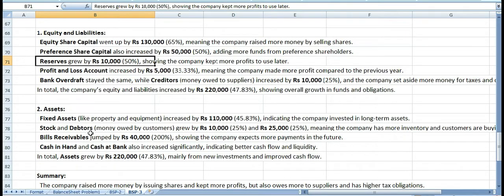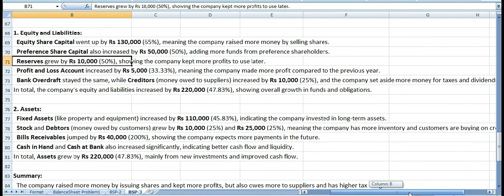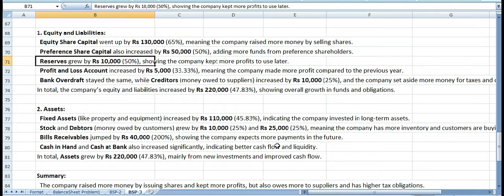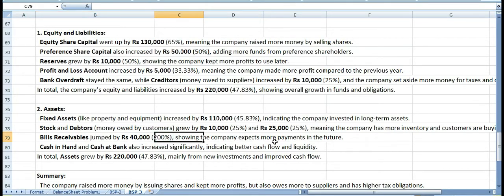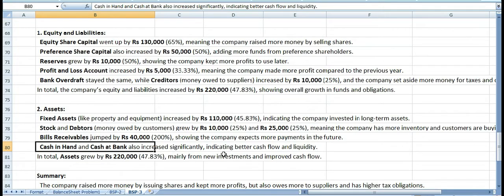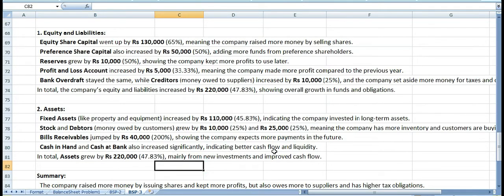Next, the stock and debtors grew by 20% and 25%, that is 10,000 rupees and 25,000 rupees, meaning that the company has more inventory and customers are buying on credit. Next is bills receivable, the amount which we have to collect from the vendors. That has increased by 200%, showing that the company expects more payments in the future. Cash in hand and cash at bank have increased significantly, indicating better cash flow and liquidity.